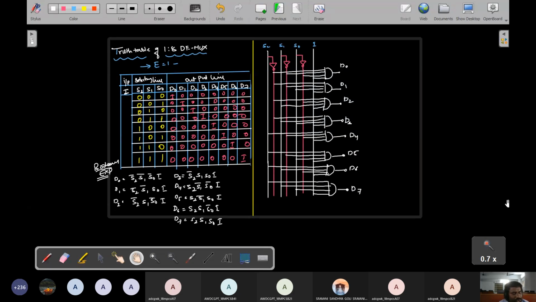So this is your 1:8 demultiplexer. Understand, everybody? Students.